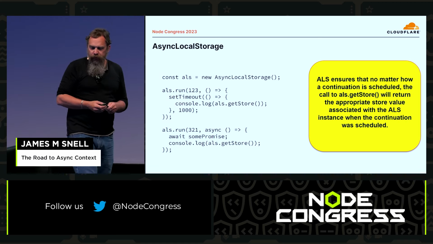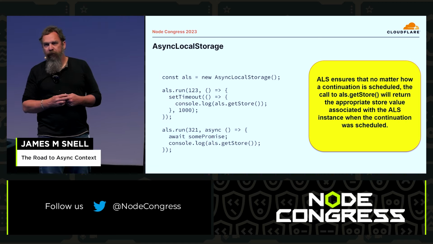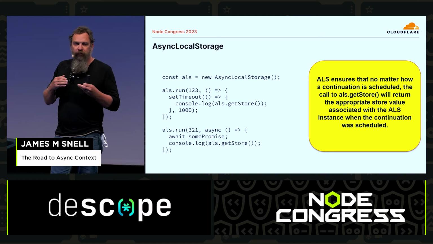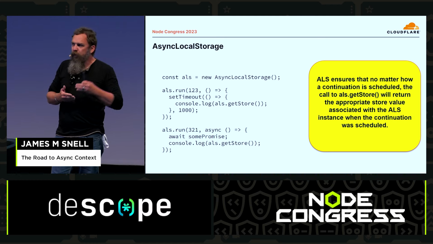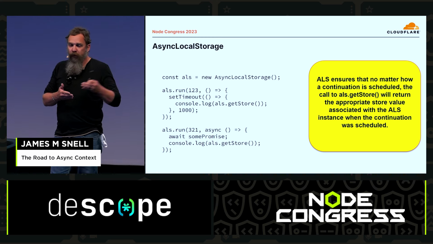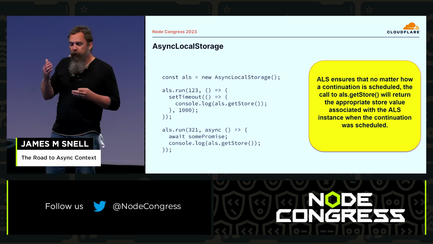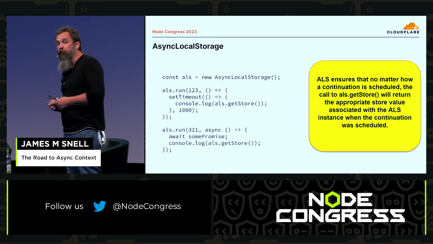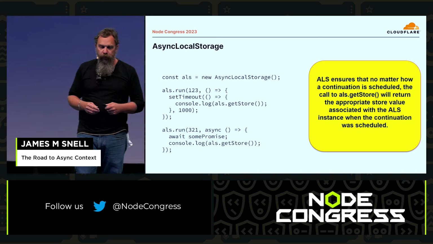Okay. We can set multiple things, right? So this async local storage is not just a single value. You can schedule as many continuations as you want at the same time, with different values. When those run, and they can run in any order, the appropriate value is going to be returned when you call ALS get store.